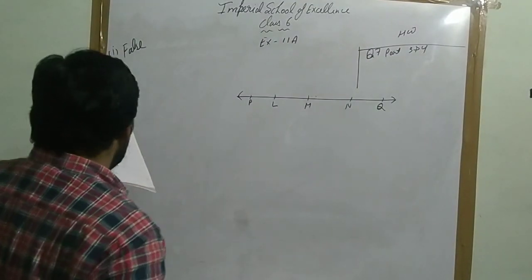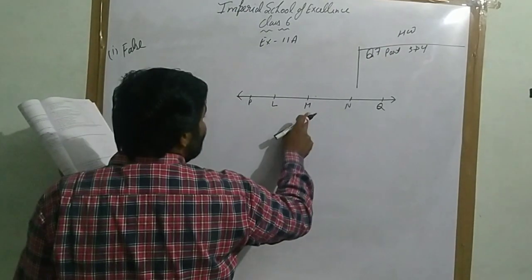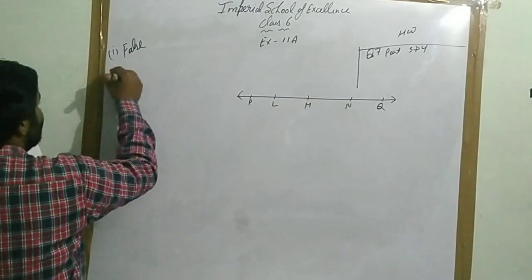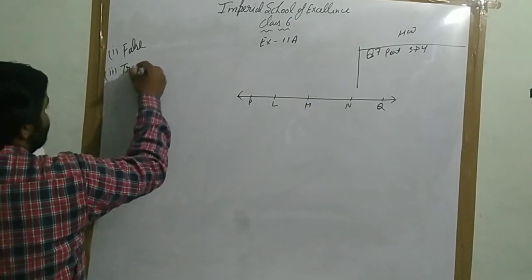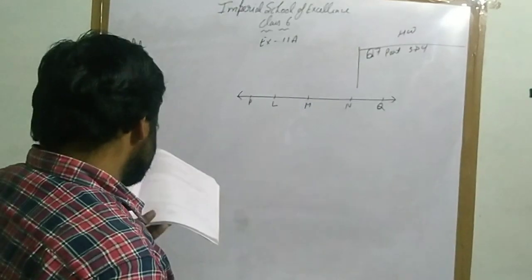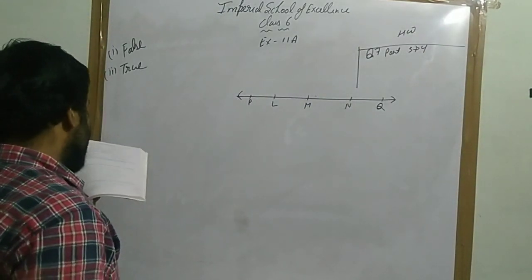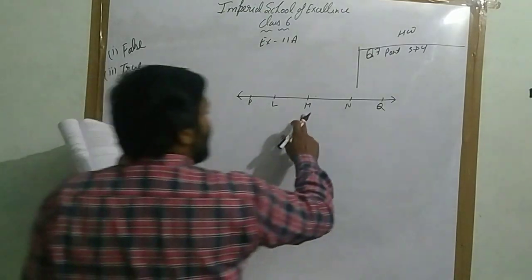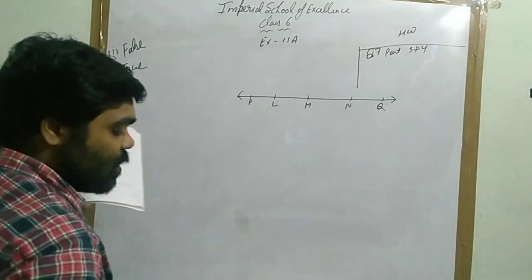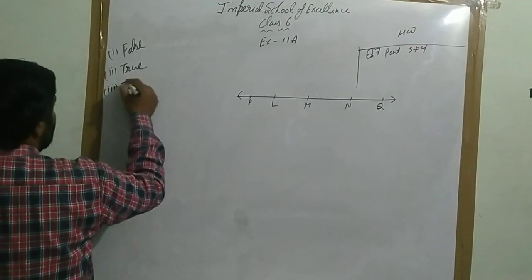After that the second statement is, L is a point on ray MP. M and P. L is given here. Okay, so the second statement is true. Now the third is, ray MQ is different from ray NQ. Ray MQ is different from ray NQ. Is it true or false? It is also true.